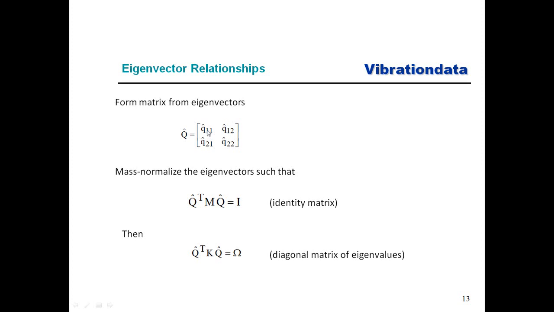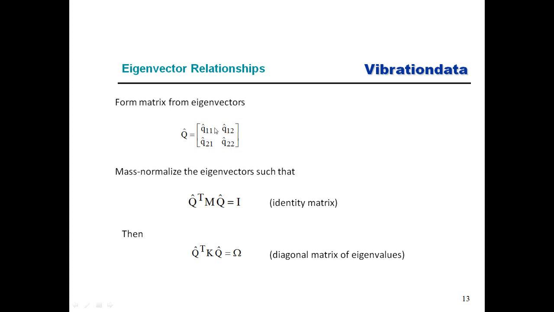But anyways, we have these four coefficients. So here we have Q11 and then Q21. So this is going to be the first mode. The second subscript is the mode number. The first subscript refers to the degree of freedom. So we have mode 1, degree of freedom 1. Mode 1, degree of freedom 2. Then we have mode 2, degree of freedom 1. Mode 2, degree of freedom 2.